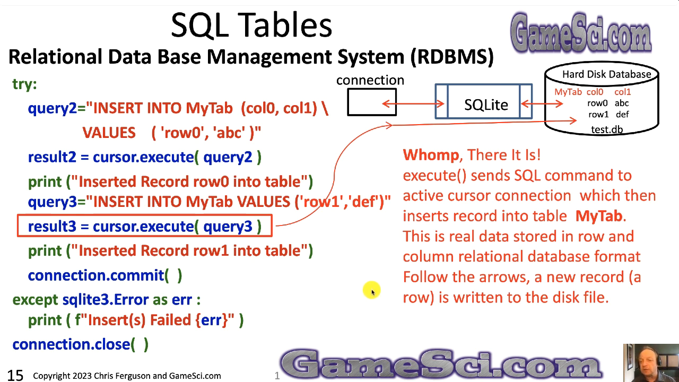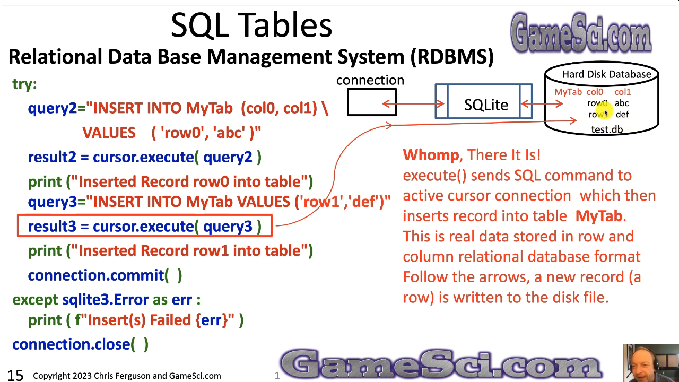Follow the arrows. A new record, a row, is written to the disk file. This command execute right here, there's the command query 3. It gets sent through the connection to SQLite, which then writes the data out to the drive.